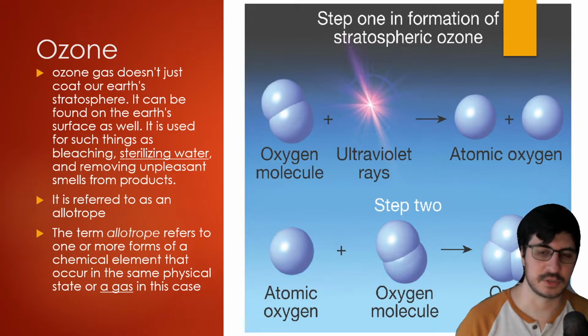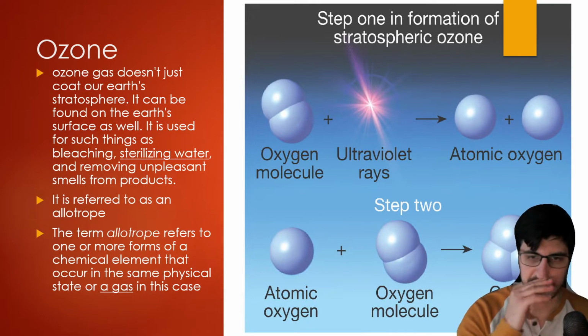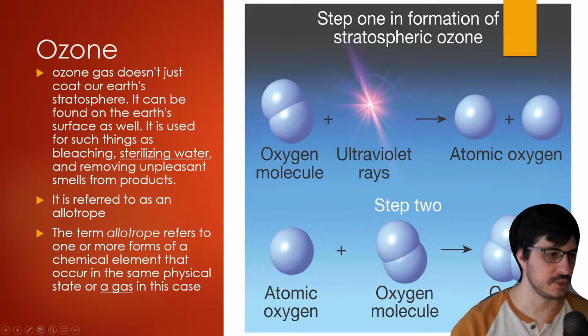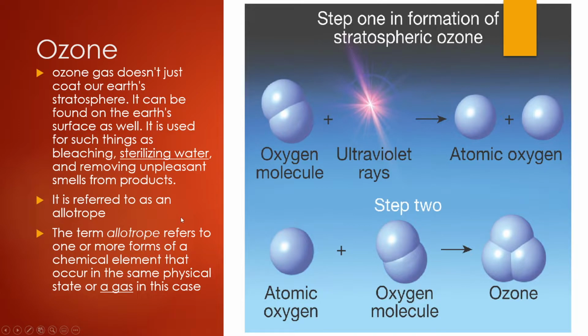It can be found on the Earth's surface as well. It is used for such things as bleaching, for sterilizing water, and removing unpleasant smells from products. It's referred to as an allotrope. So the term allotrope refers, I'll take my face off again here because there's this image here. The term allotrope refers to one or more forms of a chemical element that occur in the same physical state, or a gas in the case of ozone.